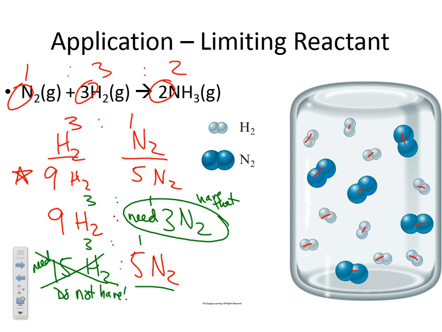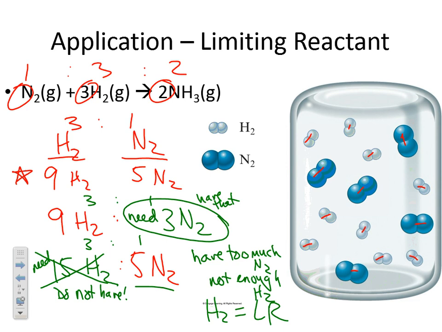You don't have enough. What this is all pointing to is that you have too much N2 and not enough hydrogen, which is absolutely another way of saying that hydrogen is the limiting reactant. Hydrogen's going to run out first. So that's one thing that you can do.